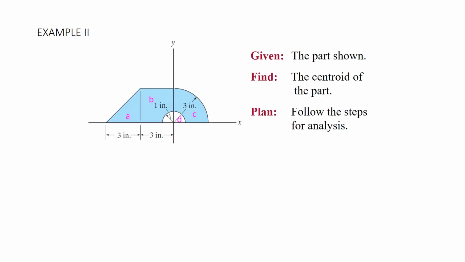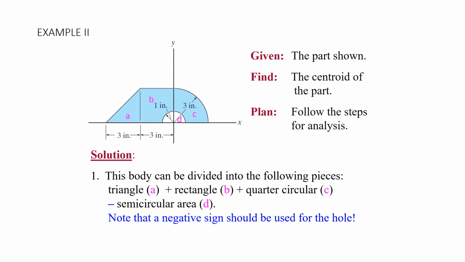In another example, let's take a look at an object that actually has a hole in it, so you see how to handle that type of case. We'll use the same tasks that we had before, but our composite bodies are now going to consist of 4 parts. First, we'll have a triangle shown with the symbol A. Then we'll have a rectangle shown with the symbol B. Then we'll have a quarter circle C, followed by a negative semicircular area D. So now you're going to see how to incorporate a hole.